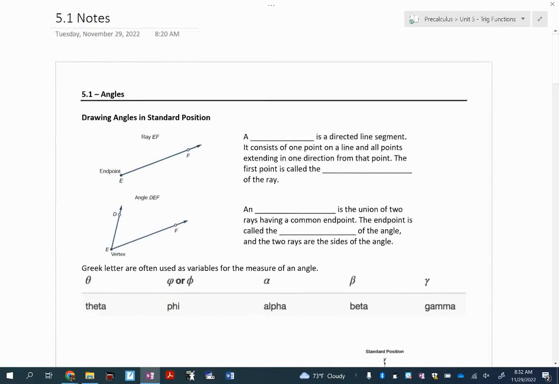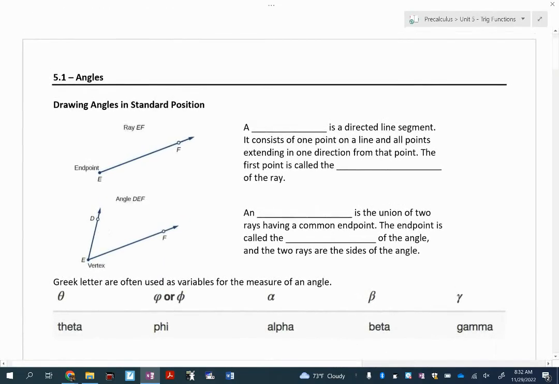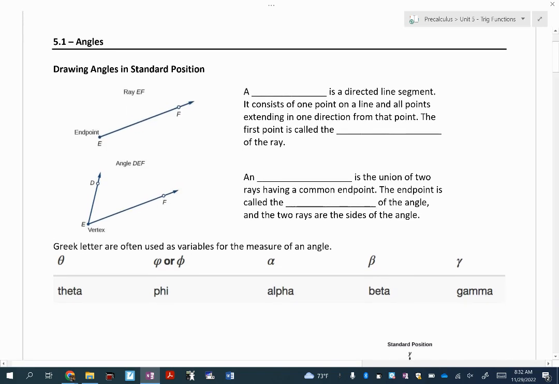I'm going to review some vocab you guys would have done in geometry a few years ago. But ultimately, the goal of this lesson is to make sure you know how to convert angles between the two different measurements we're going to use, degrees and radians. And then ultimately, the last part of the lesson is to make sure you know how to find coterminal angles to any angle. All right, so let's start with the first one.